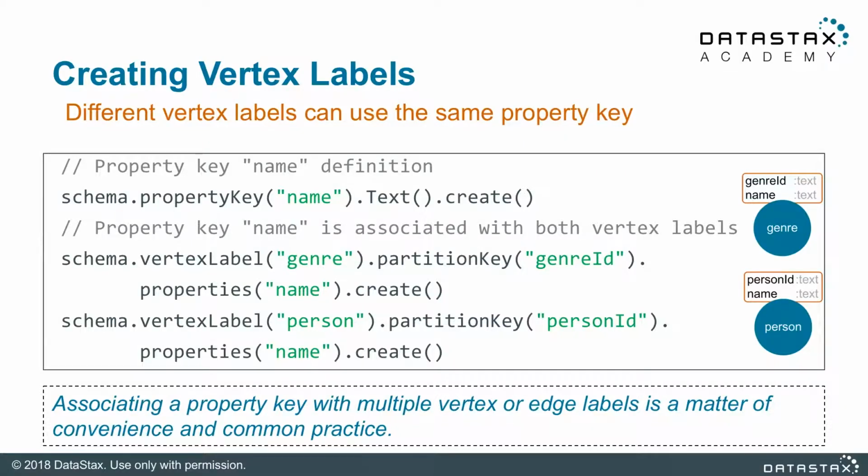The last thing to note about creating vertex labels is that you can reuse property keys across vertex label definitions. This means there's no benefit for having a genre name or person name property. Simply define the properties associated with the vertex label, and the values of the properties will always remain local to the respective vertex.